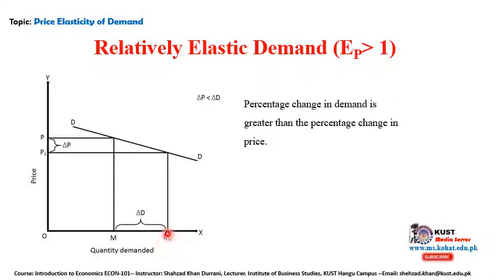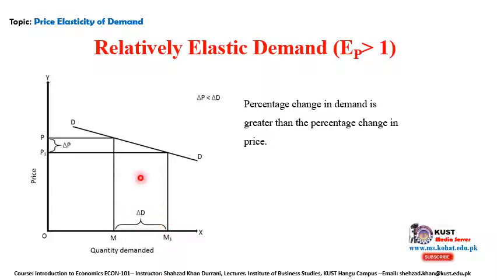Let's say a change in demand occurs. Let's say the demand reduced from M1 to M0. So there is a slight change from P1, for example, to P0. Here, this is a slight change as compared to demand.